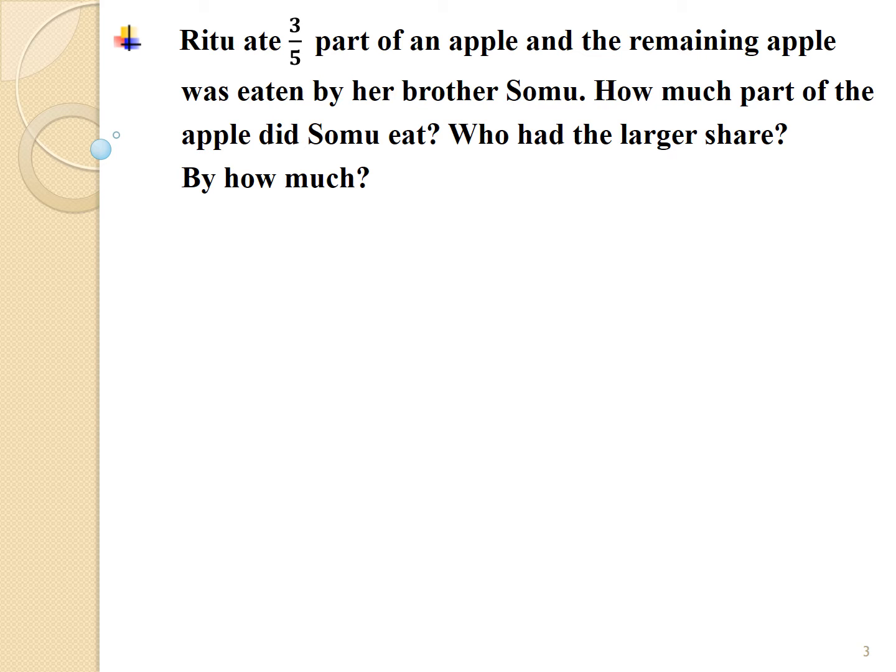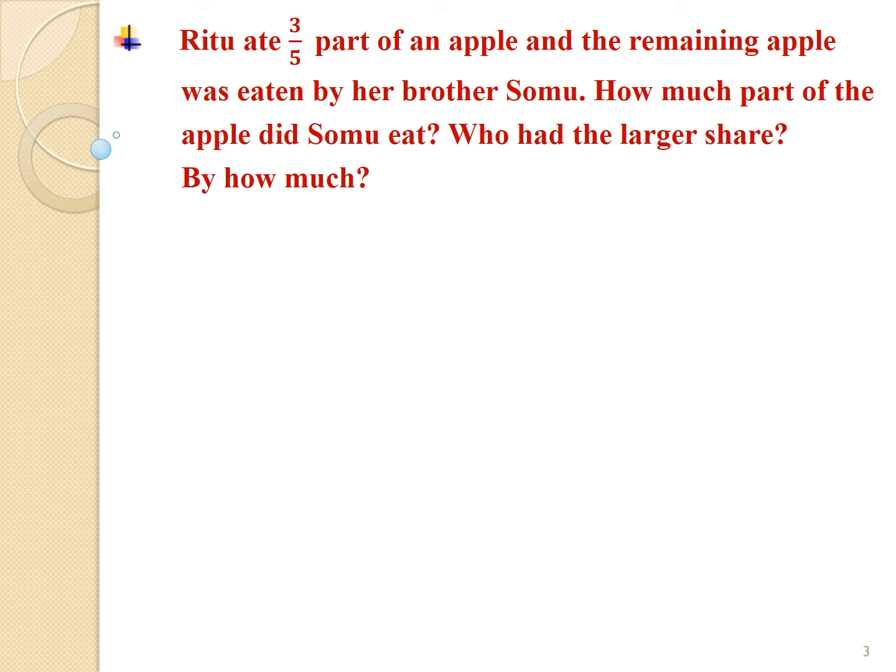Now, sum number 7. Ritu ate 3/5 part of an apple and the remaining apple was eaten by her brother Somu. How much part of the apple did Somu eat? Who had the larger share? By how much? Students, in this question, it is clearly given that Ritu ate 3/5 part of an apple and the remaining part of the apple was eaten by her brother Somu. And we have to find out how much part of the apple Somu ate. Also, we have to find out who had the larger share and by how much.